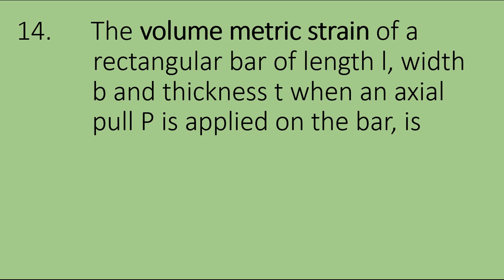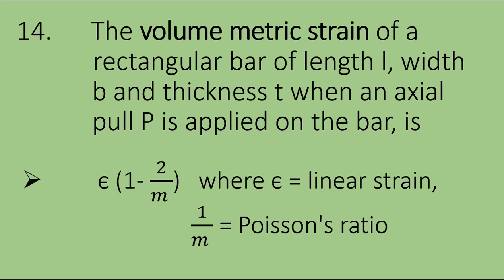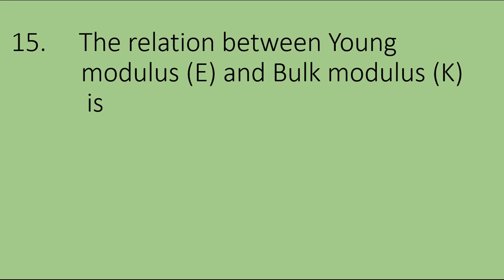14. The volumetric strain of a rectangular bar of length L, width B, and thickness T when an axial pull P is applied on the bar, is. Answer: epsilon into 1 minus 2 by m. Where epsilon equals linear strain, 1 by m equals Poisson's ratio.